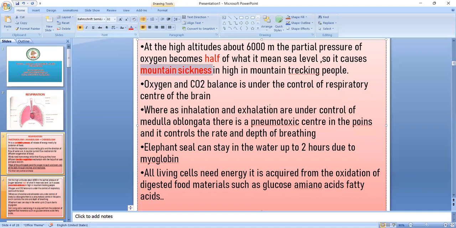So mountain sickness in high mountain trekking people. At the altitude of 6,000 meters, oxygen levels become half. So there will be a breathing problem that is called mountain sickness. Okay, that's it. Oxygen and CO2 balance is under control of, yes, it will come after this respiration topic.